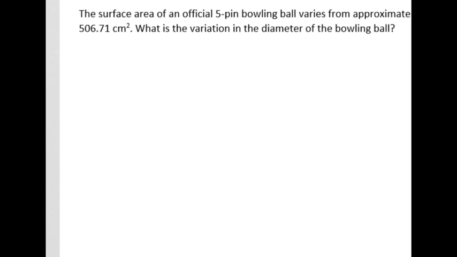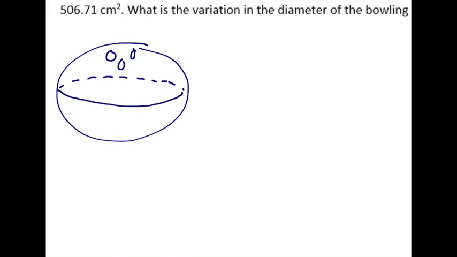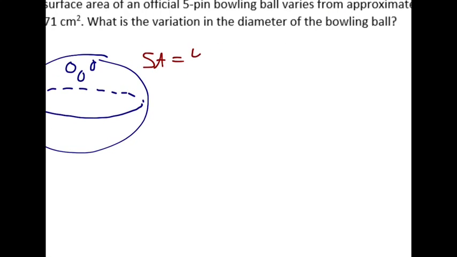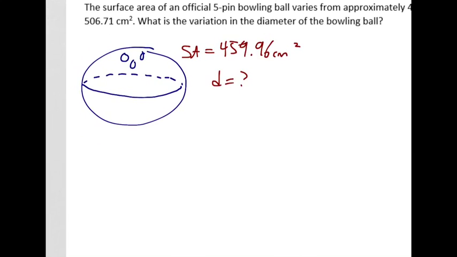An interesting question. Okay, so I've got a sphere. I'll just draw a sphere here. So here's my bowling ball, with 3 holes on the top. Looks like a little man with a huge mouth. I know that the surface area, for the smallest they can be, is 459.96 centimeters squared. And I want to know the diameter of this guy, and then I want to know the diameter when it's at its maximum size. How do you find the diameter when you know the surface area?